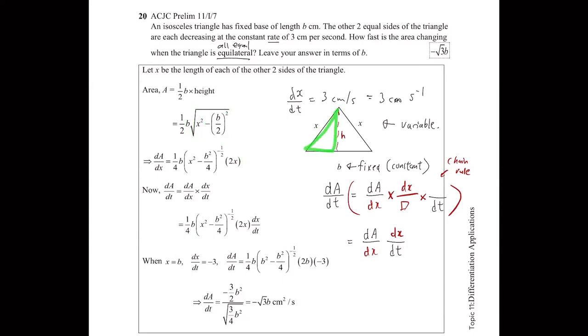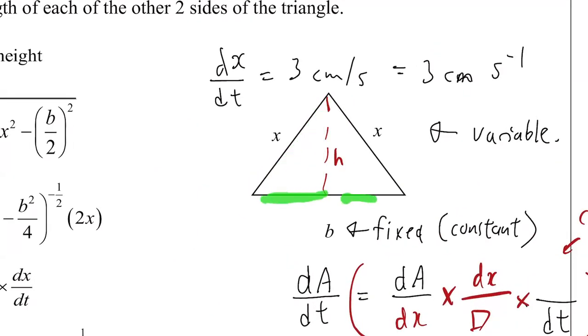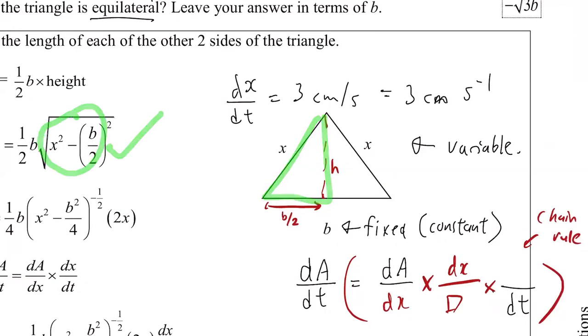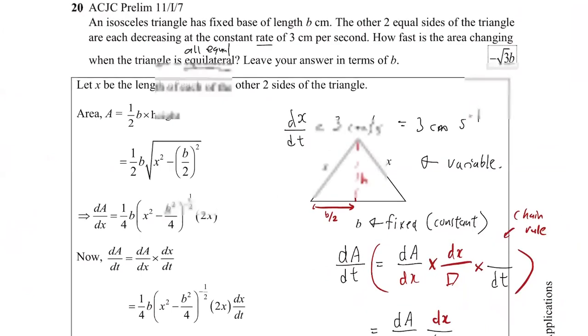So you just have to drop a perpendicular and realize that there's a right angle triangle here, on the left side or right side, doesn't matter. This will be a midpoint. So that just means the length over here must be how much? b divided by 2. So now you have b over 2 bracket square plus h square equal to x square. Then you solve for h, you get the height. Is that okay? Then that's the area in terms of a variable x and constant b.